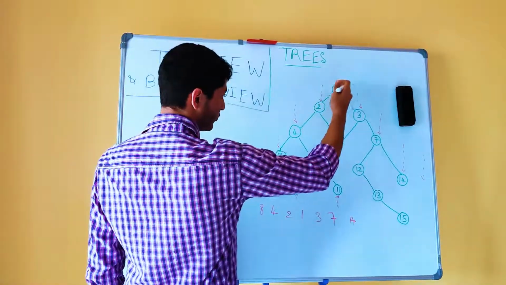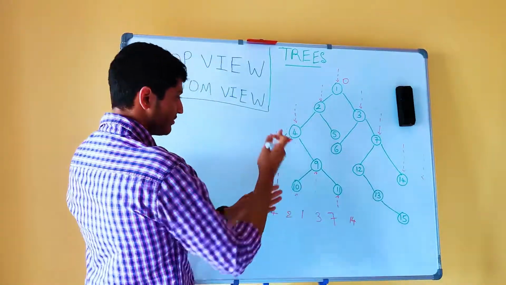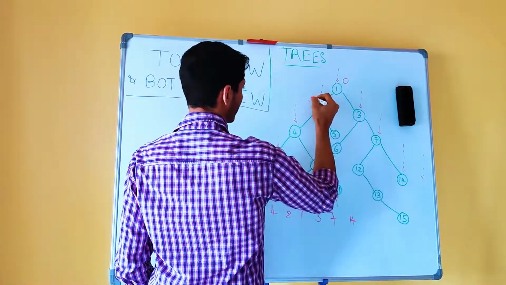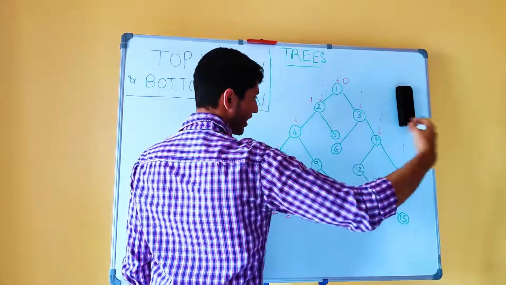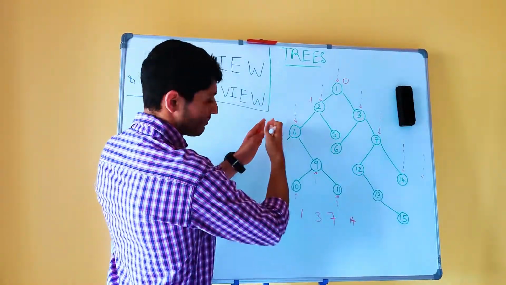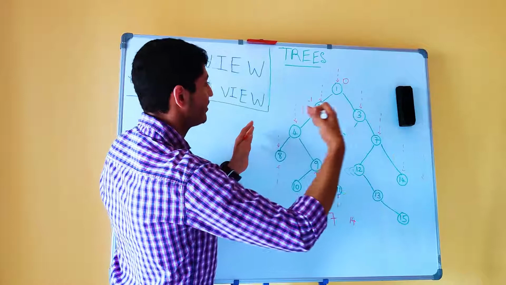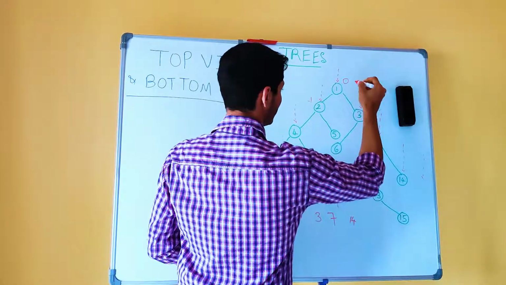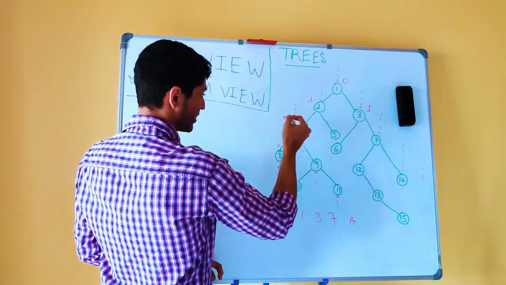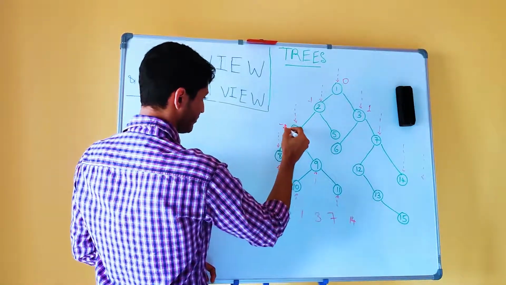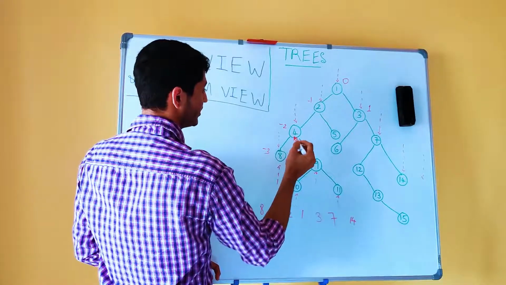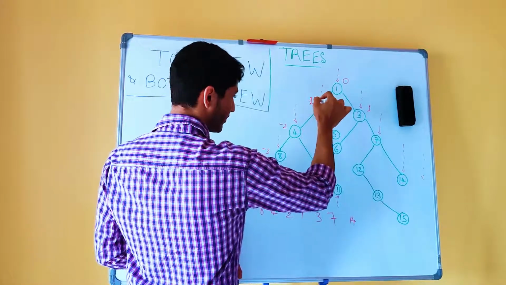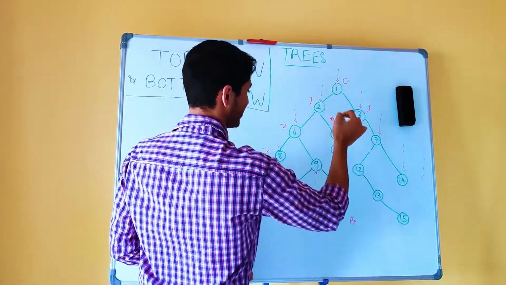Whenever I am moving to the left, my horizontal distance from the leftmost will decrease, so I will decrement it by 1. And whenever I am moving right, the horizontal distance from the leftmost will increase by, let's say, 1 unit, so I will increment it. So 0 will be 1. Whenever I am moving left, I will subtract 1. Similarly, when I am moving right, I will add 1 to the horizontal distance from the previous parent node.